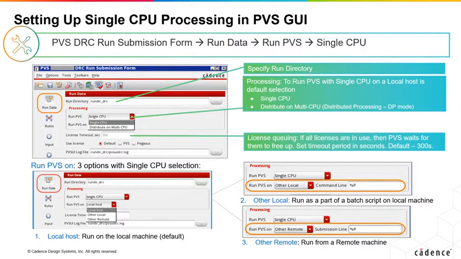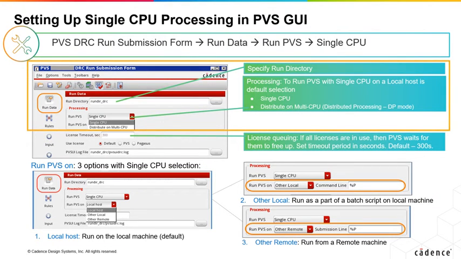How to set up single CPU processing in PVS GUI. Click on Run Data icon to display the Run Data section. Specify the run directory where the files from the run will be placed, or use the File Browser button to select it. Moving on to Processing section, to run PVS with single CPU on a local host is the default selection.